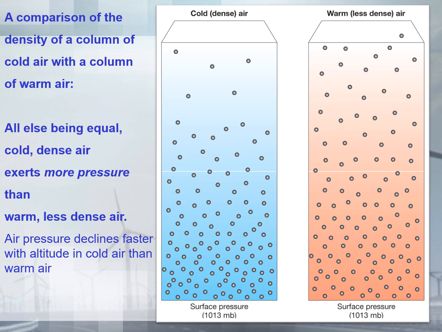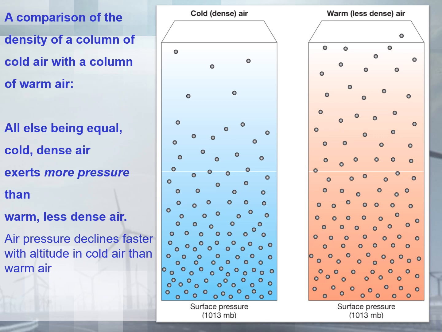Okay, so what we're looking at here is cold dense air and warm less dense air. A comparison of the density of a column of cold air with a column of warm air. All else being equal, meaning your amount of water vapor or anything else is equal, dense air exerts more pressure than warm, less dense air. So let's take a look at these drawings. Oh, and also air pressure will decline faster with increasing altitude in cold air than in warm air.